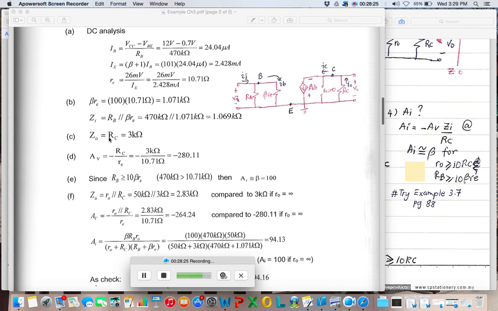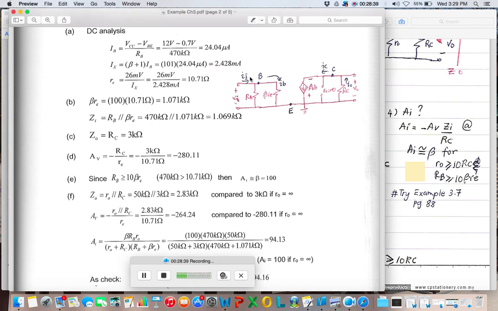Now for Z naught, since R naught is infinity, the Z out will only see RC. Okay, 3 kilo ohms. So I forgot to put ZI here. Okay, so you have to put it. Okay, let me complete my drawing first.